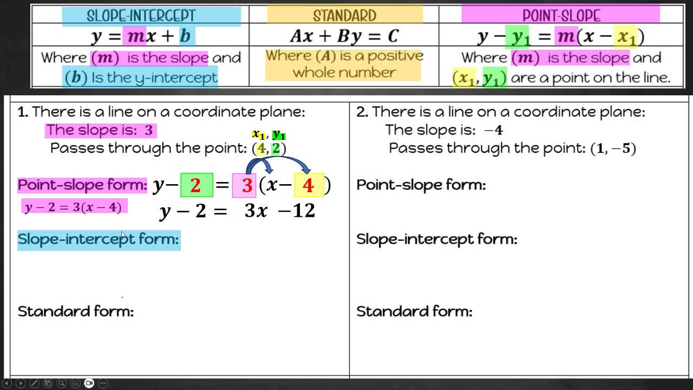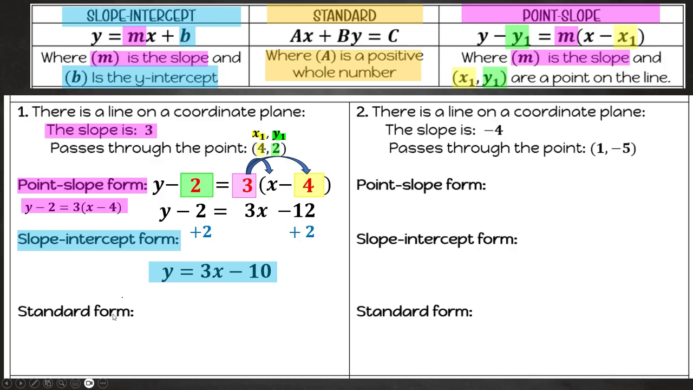Now we're not quite to slope-intercept form because the y needs to be by itself. So y minus 2, we're going to add 2 to both sides so that the y is by itself. And we get y is equal to 3x minus 10. Now we have the equation in slope-intercept form.